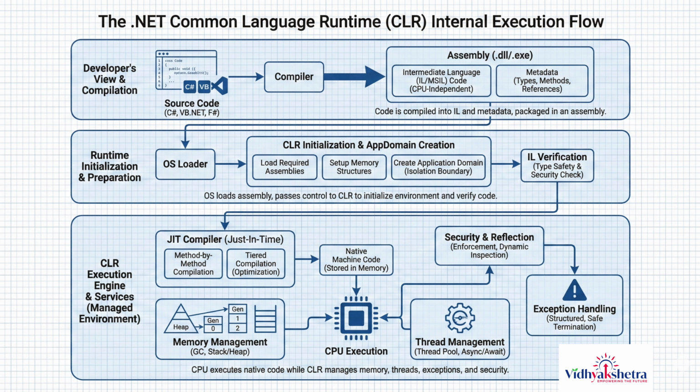Security is enforced by the CLR through multiple layers. During code loading and execution, CLR ensures type safety and prevents illegal memory access. Earlier versions of .NET used code access security, while modern .NET relies more on operating system-level security. Still, CLR plays a vital role in maintaining execution boundaries and preventing unsafe behavior.